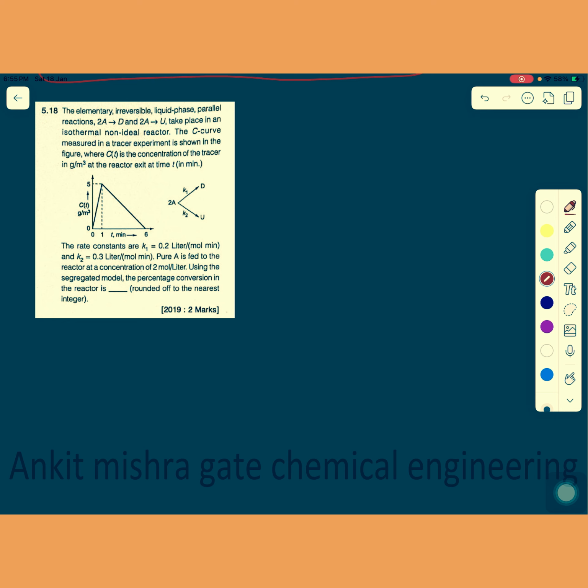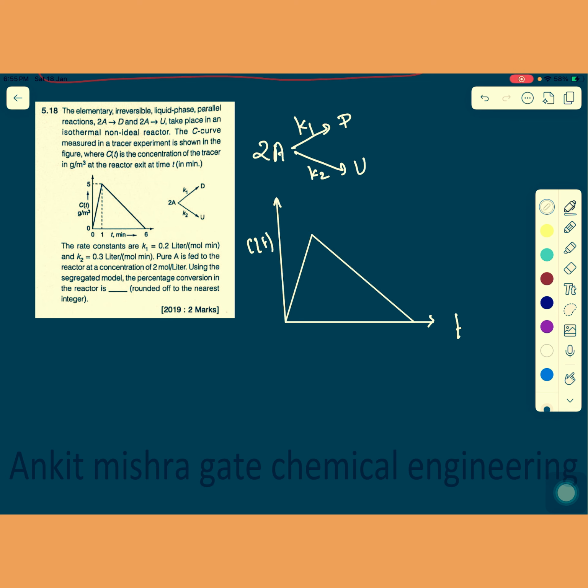Again, this question is very similar to the earlier question, but you have to understand, let's say a reaction 2A is getting converted into D. So a parallel reaction is occurring, having rate constants K1 and K2. A reversible liquid phase reaction is occurring in a non-ideal reactor. The curve is measured in the tracer experiment. Here you can see the concentration versus time curve has been given to you, right? Again, this is the concentration versus time curve, and this curve goes like that.